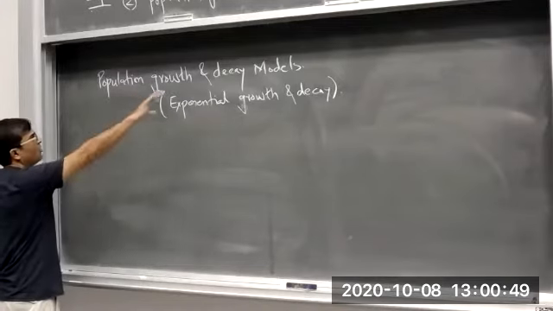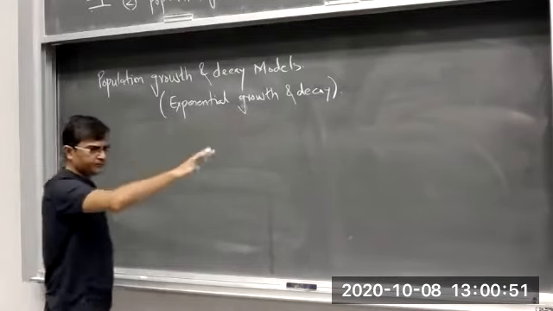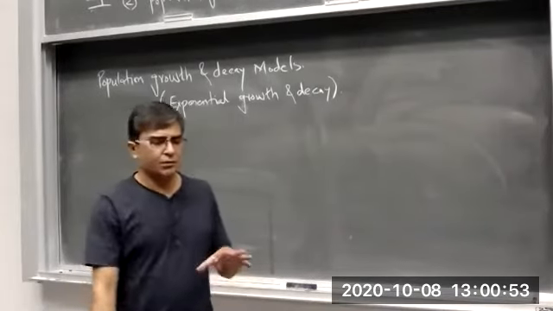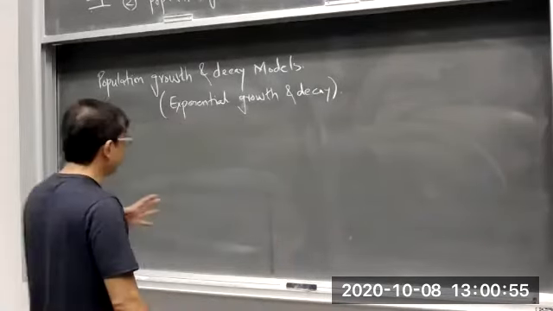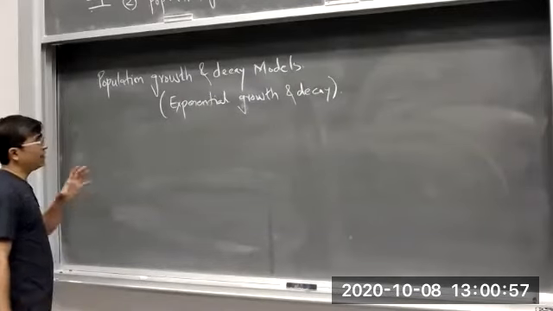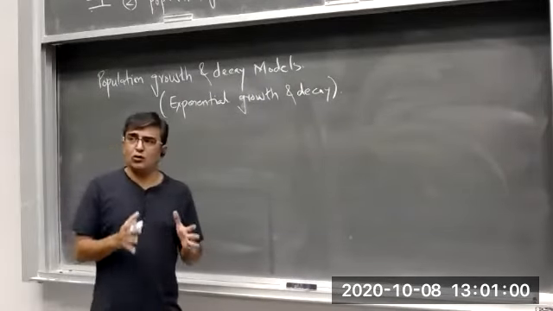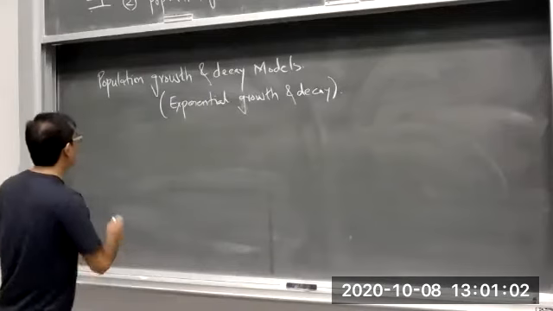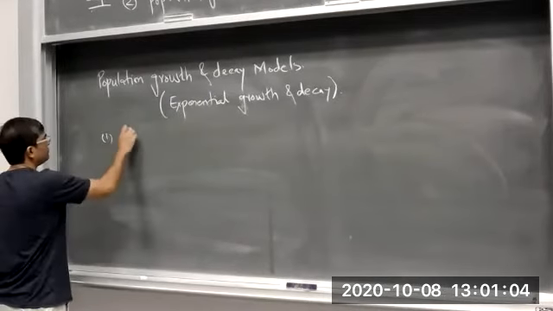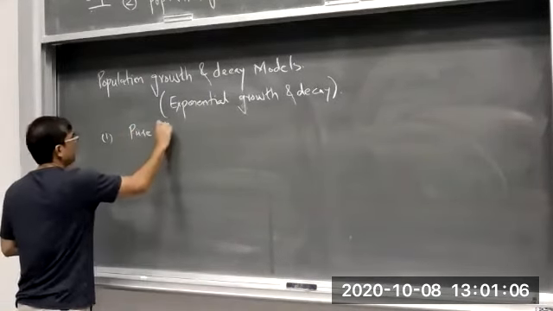Now the question is how to model population growth or decay. So at first we shall write a very simplified model. Okay. For example, the first one is pure birth process.